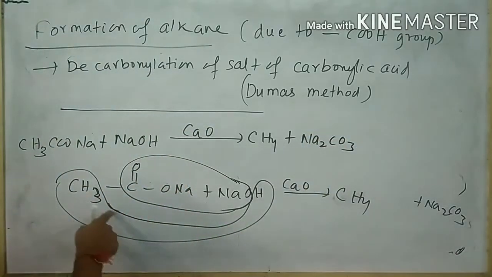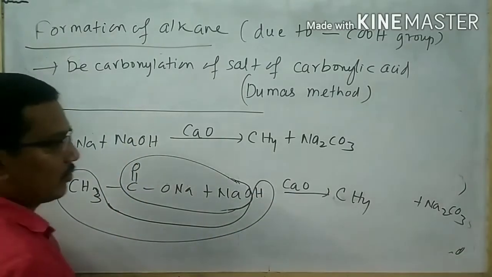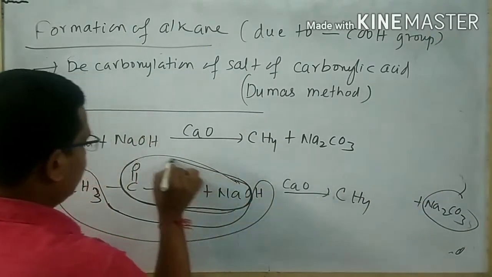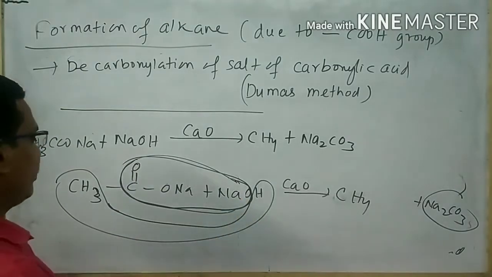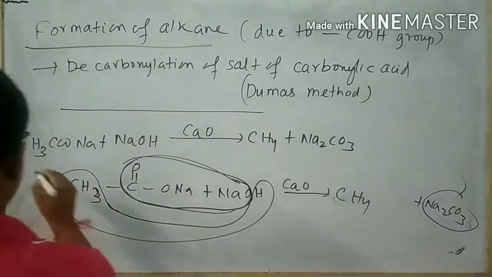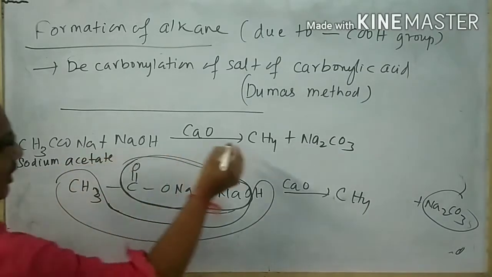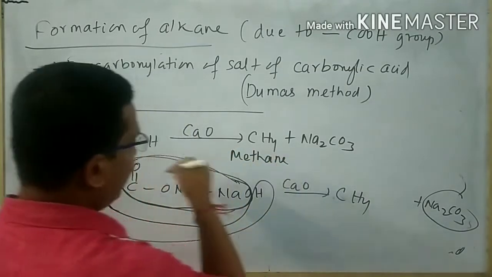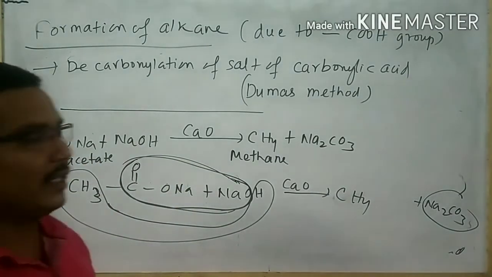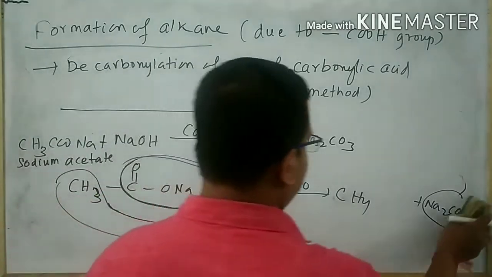Again, when sodium acetate undergoes reaction with sodium hydroxide in the presence of calcium oxide, then sodium carbonate Na2CO3 is formed. The remaining hydrogen combines with the methyl group to give methane. This is sodium acetate, and this is methane. Then what will be the statement for this reaction? When sodium acetate undergoes reaction with sodium hydroxide in the presence of calcium oxide, then methane is formed.